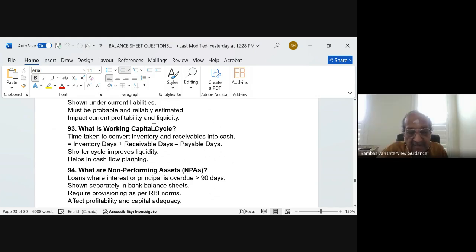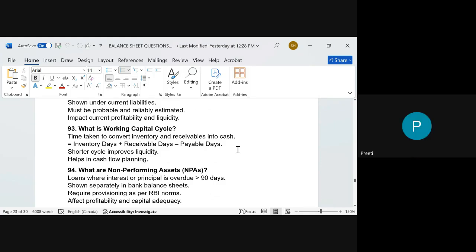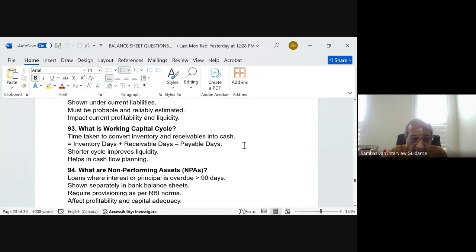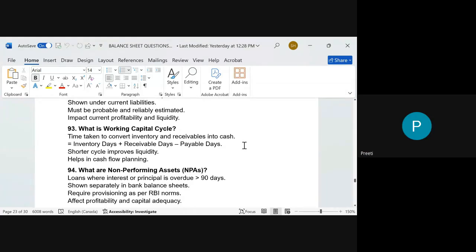Very good. This is a good question. Working capital cycle. We used to talk in different ways, but here they have given how many days it remains as inventory plus how many days it stays as receivable, then it becomes payable. How do you explain this, Preeti? I think it's a cash to cash conversion.